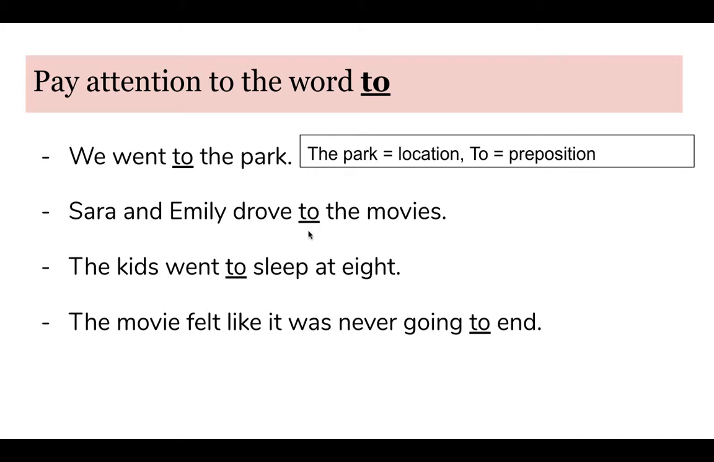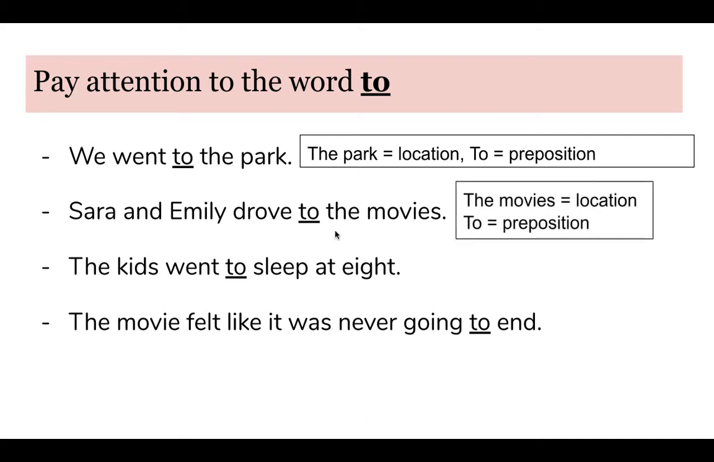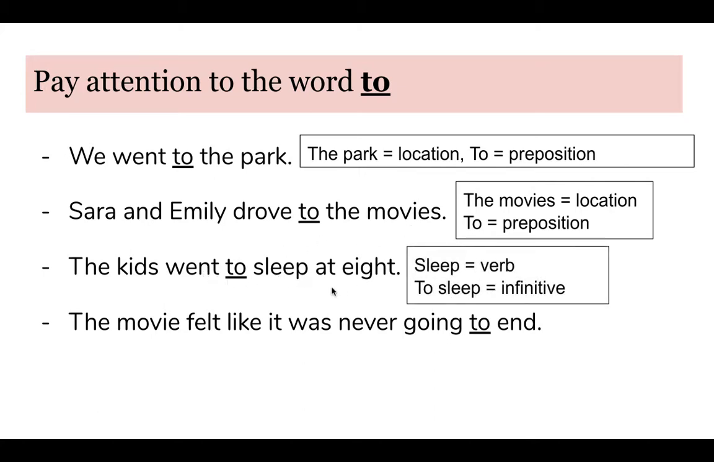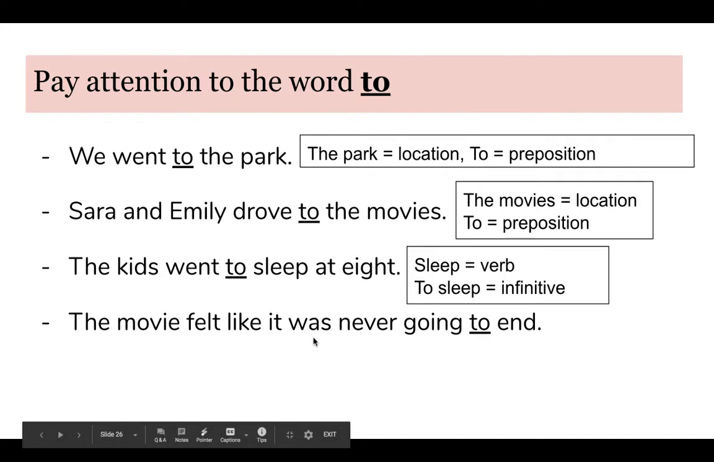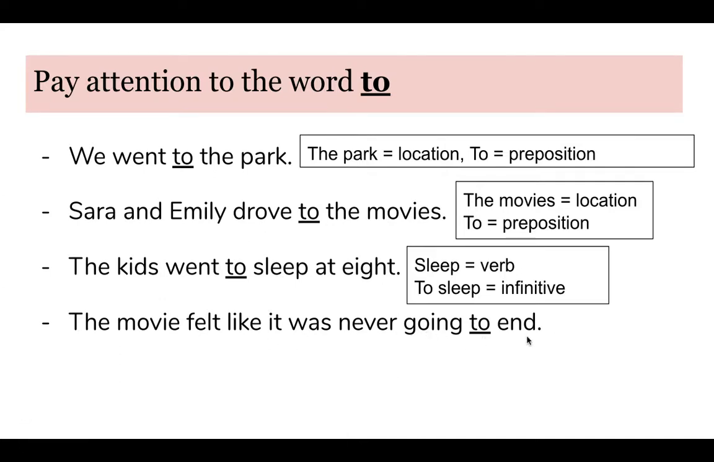Sarah and Emily drove to the movies. Same thing, the movies is a place, so that makes this a prepositional phrase, to the movies. The kids went to sleep at 8. Sleep is a verb, so that means that to sleep is an infinitive, not a preposition. The movie felt like it was never going to end. Is that an infinitive or a preposition? Hopefully you said it is a verb, so therefore to end is an infinitive.